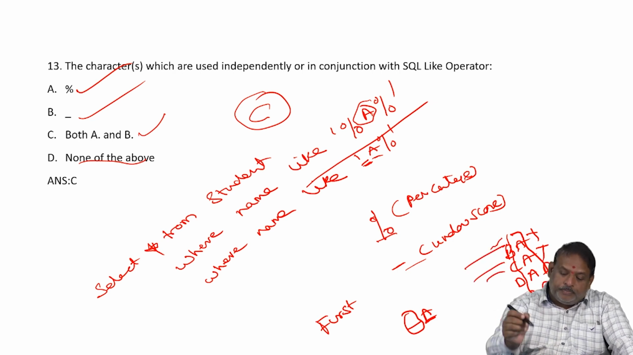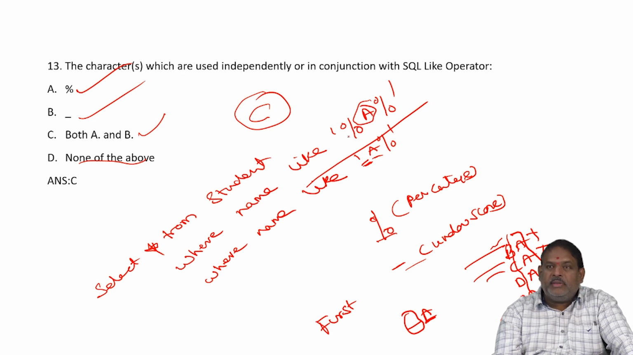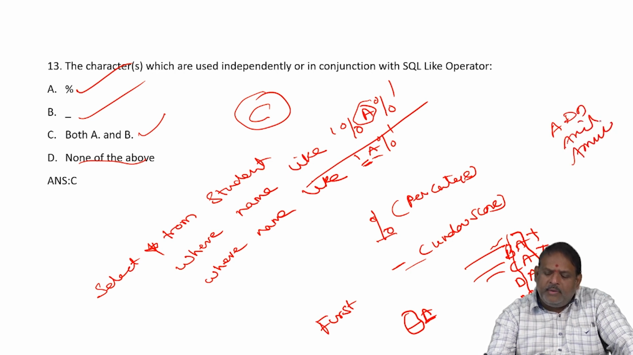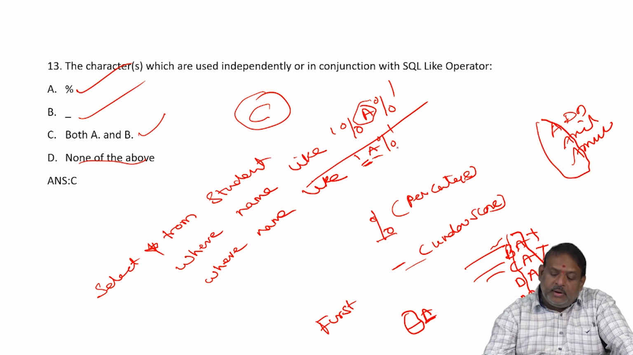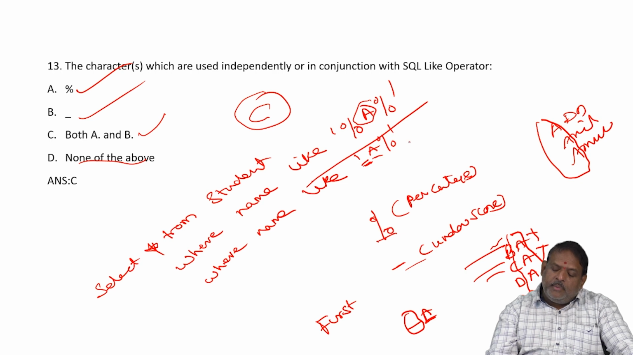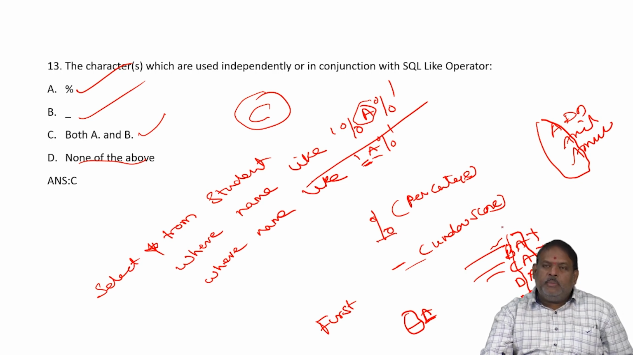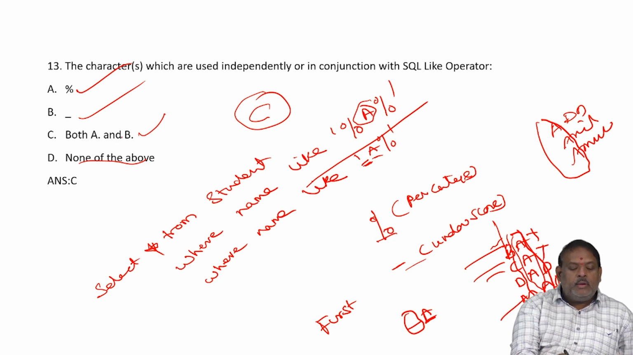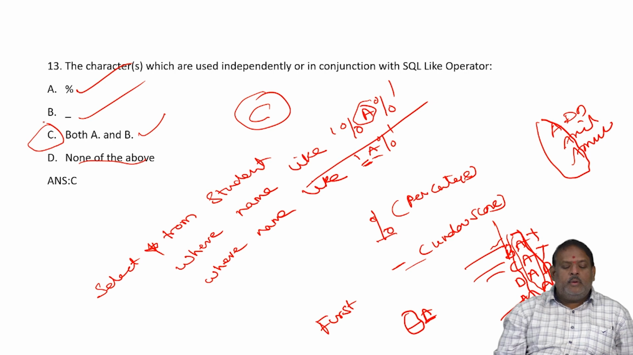What is the first statement? Like percentage A percentage means A anywhere: Anil, Amul. In the second case, underscore A means the starting letter can be anything, only those with A as the second letter will be retrieved. The option here is C, both A and B.